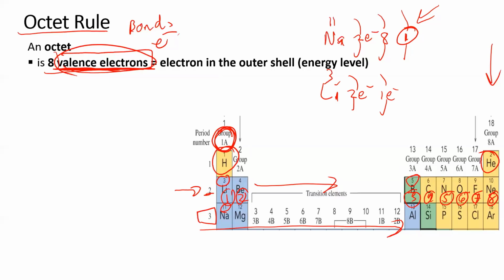3 protons means 3 electrons. Where do the first 2 electrons go? The first 2 electrons go, and I'm really messy, I apologize. Let me just erase all of this, right?